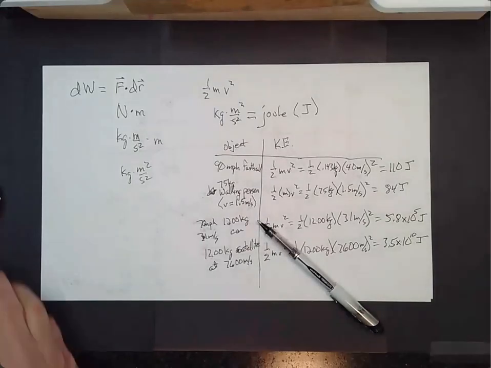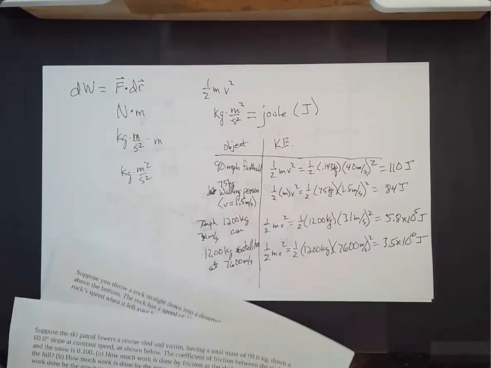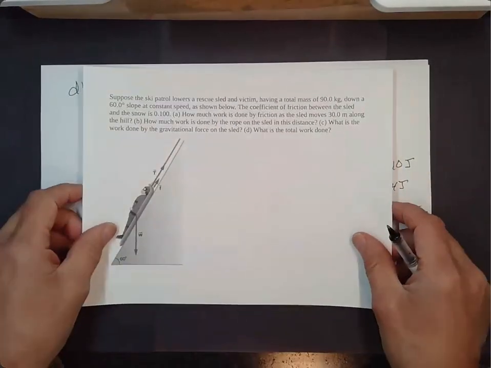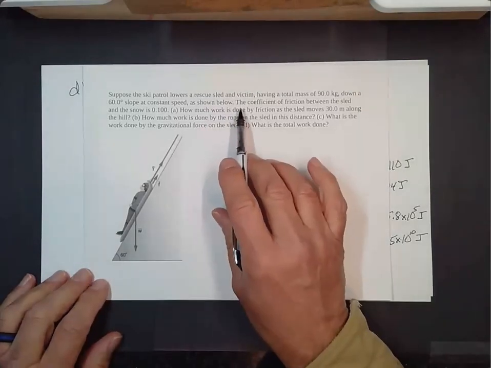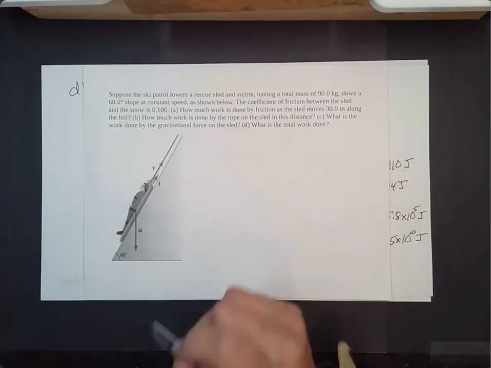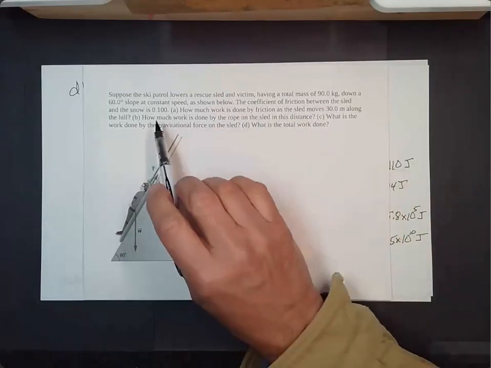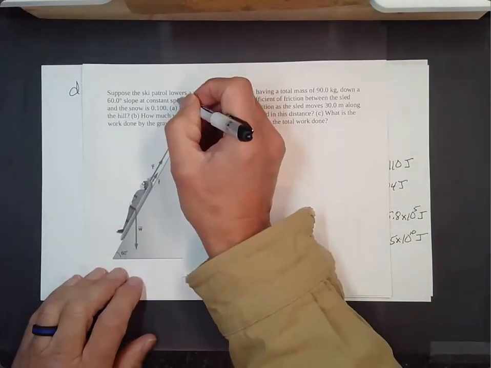All right, let's do some other example problems. Actually, let's take a look at this one. This is also straight out of your book. Suppose the ski patrol lowers a rescue sled and a victim having a total mass of 90 kilograms, that's the sled and the victim, down a 60-degree slope at a constant speed, as shown below.